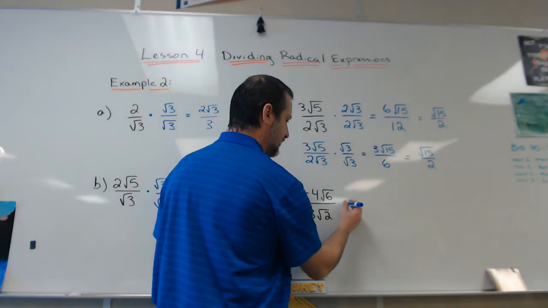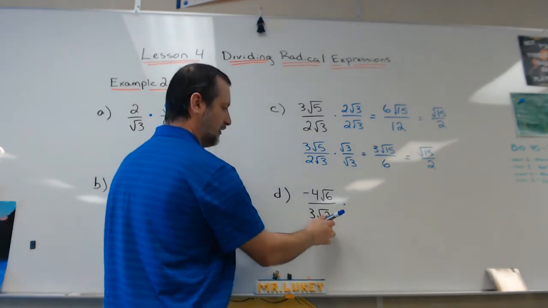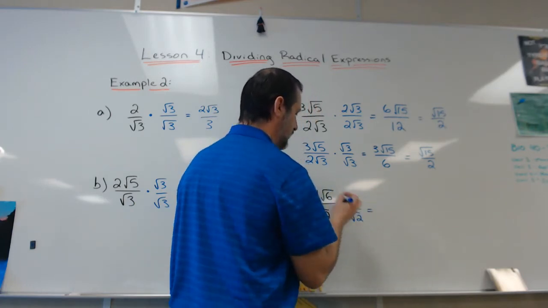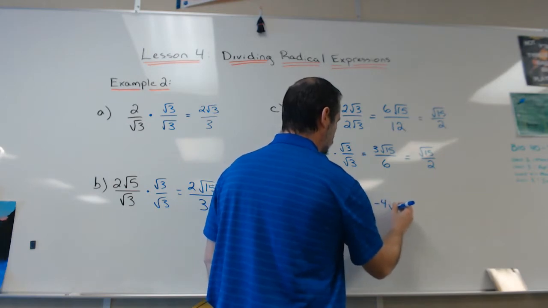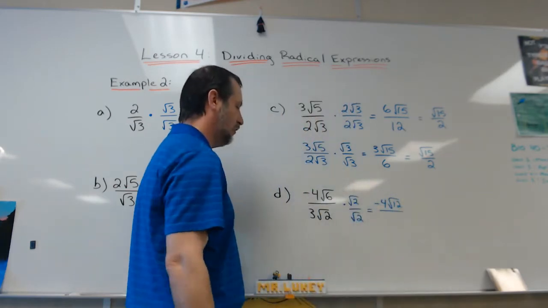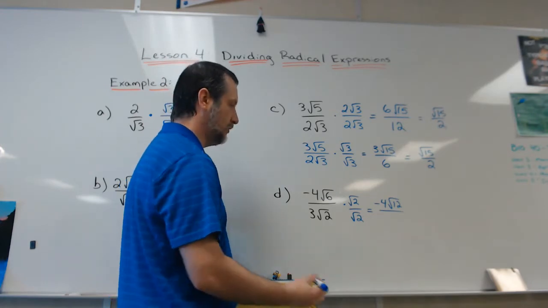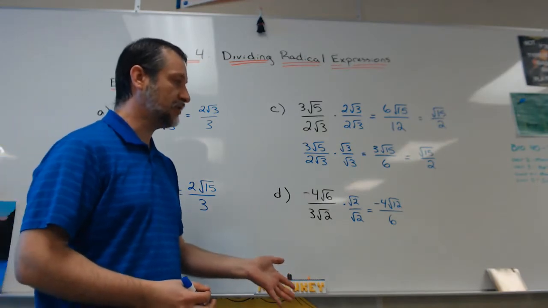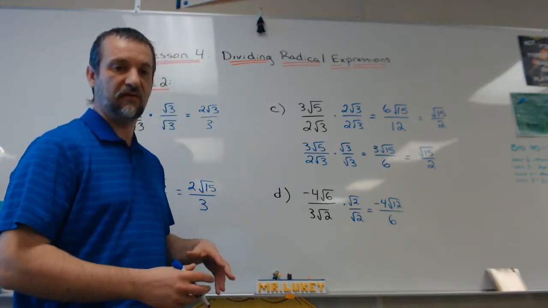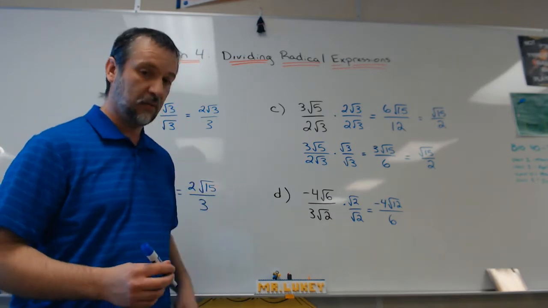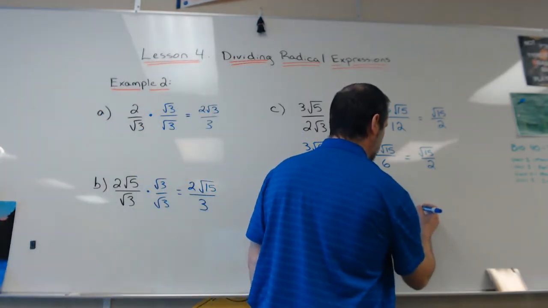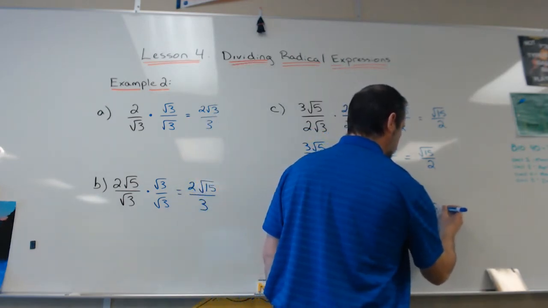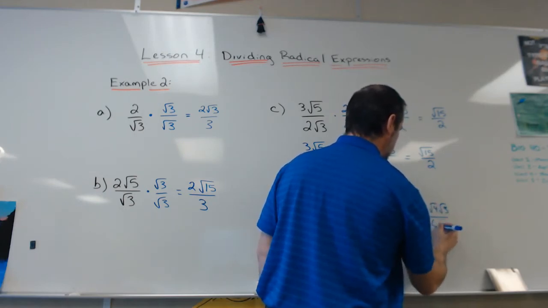So that's what I'm going to do for this next example. I'm just going to try and get rid of the square root of 2. So I'm going to multiply by root 2 over root 2. So that becomes negative 4 root 12 over 3 times the square root of 2 times the square root of 2, or 3 times 2 is 6. There are a couple of things happening here. I can simplify the fraction, and I have to recognize that square root of 12 is not a simplified radical. I can simplify that further. So I can break that into a 4 and 3, which is 2 root 3, over 6.